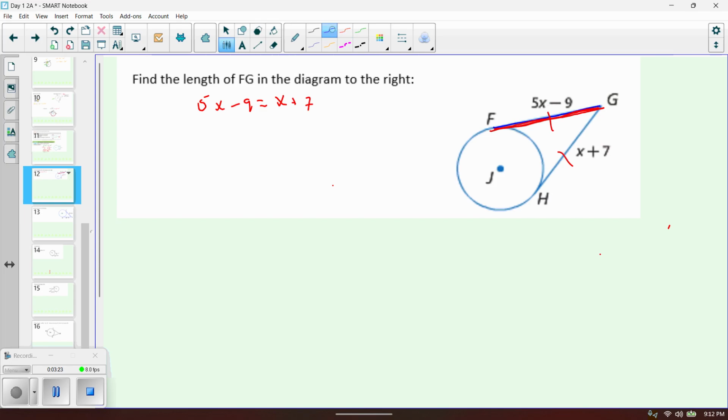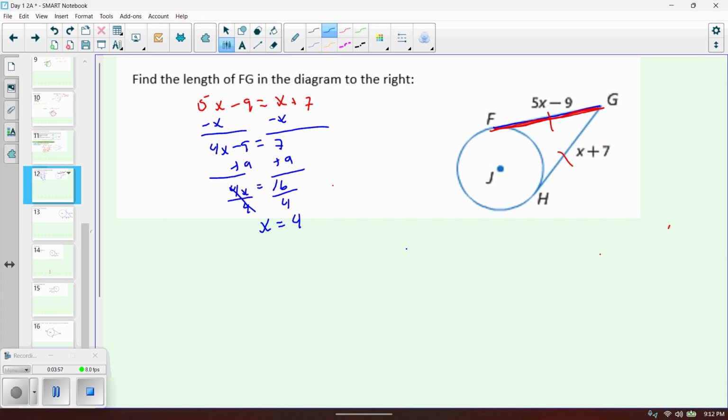So again, algebra, let's take x away from both sides. That'll be 5x minus 1x, which is 4x. Bring down the minus 9. X's are gone on the right. Bring down the 7. We'll add 9 to both sides, which means that 4x now has to equal 7 plus 9, which is 16. And we will divide both sides by 4. So then x should be 4.